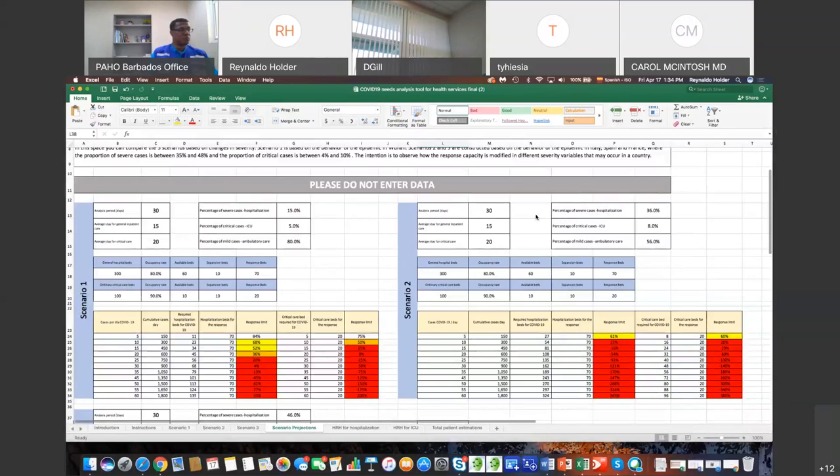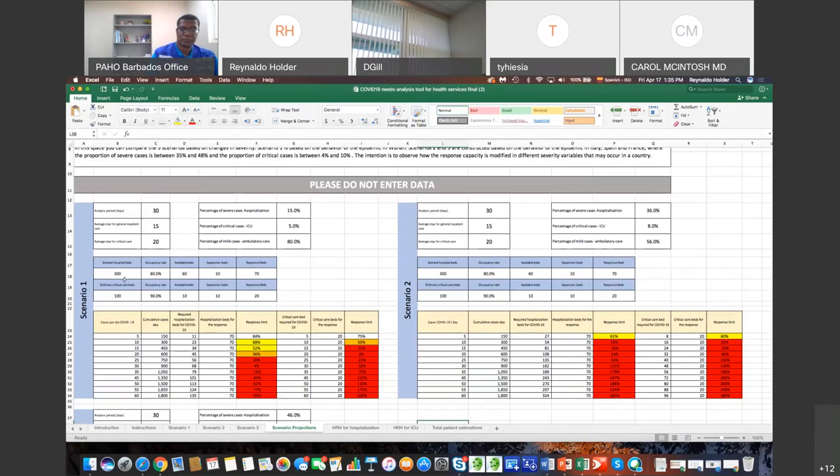Scenario number one is based on Wuhan in China, where 80% of patients did not require inpatient care. 15% of patients were classified as severe cases and required intensive care with oxygen and support. 5% of patients required critical intensive care with the use of ventilators. That's the Wuhan model. And if you input the information, it brings you these calculations.